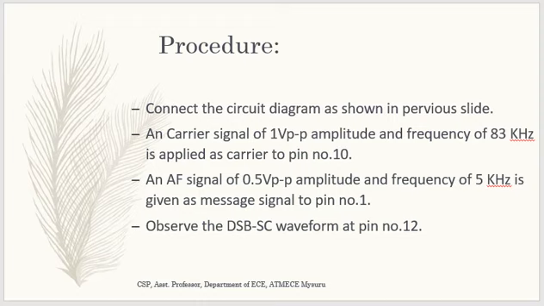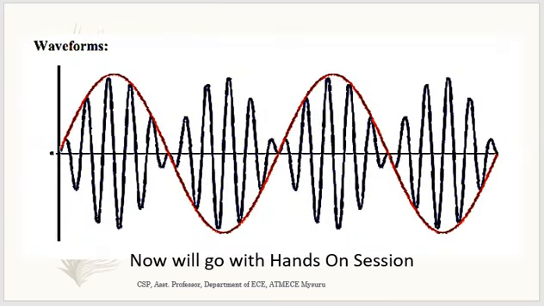The procedure for DSB-SC is like this. Connect the circuit as shown in the previous diagram. The carrier signal of 1 volt peak to peak amplitude and a frequency of 83 kilohertz is applied as a carrier to pin number 10. An AF signal of 0.5 volts peak to peak amplitude and a frequency of 5 kilohertz is given as the input signal to pin number 1. Observe the DSB-SC waveform at pin number 12. This is a sample of how the output is going to be obtained for DSB-SC.